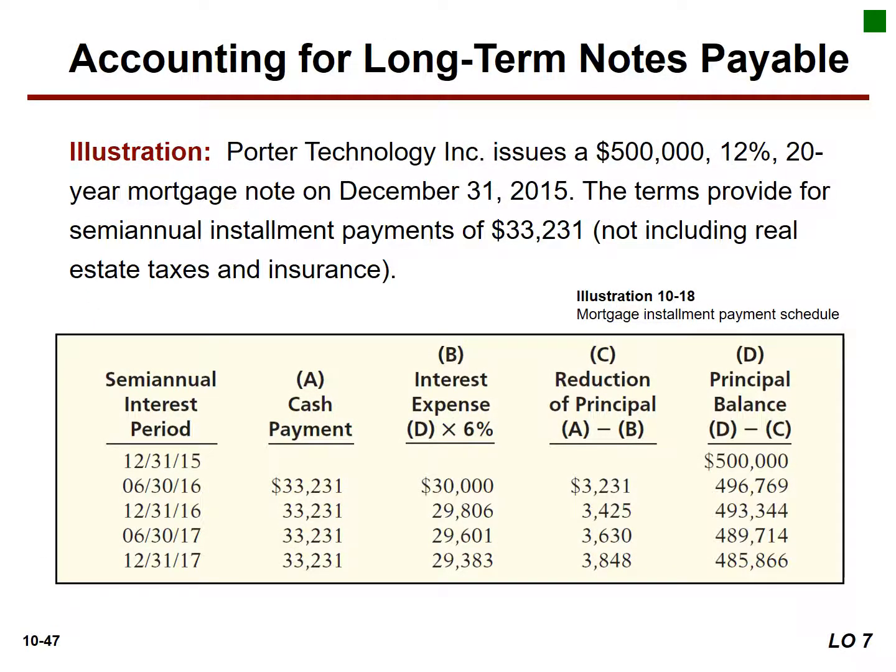All right, this schedule shows a $500,000 12% 20-year mortgage payable, and this company is making semi-annual installment payments of $33,231. So as you can see, over time, more and more principal is being paid off and less interest. So the principal balance is reducing, so the amount of interest that would be paid in the next semi-annual period is going to be less because we're paying it on a lesser principal balance.